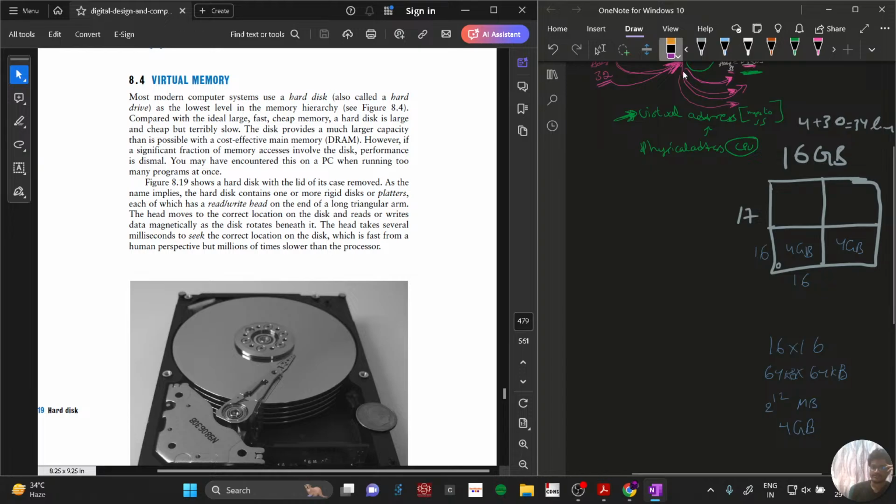Actually, what's happening is I have 16 lines, and above that, let's put it in this way. I have a mux. Actually, it's not a mux, it's actually a demux. I have a demux.